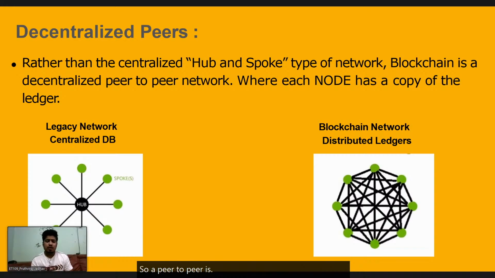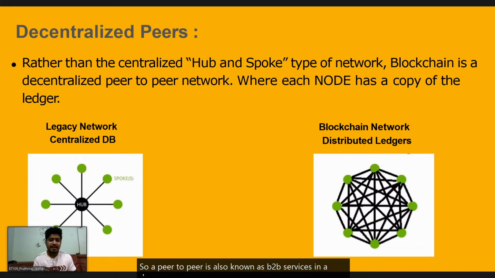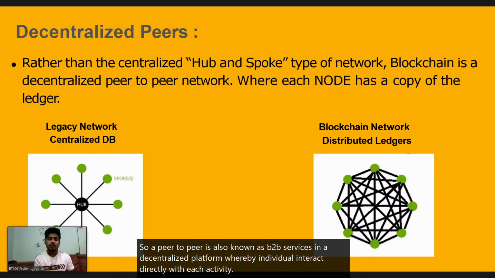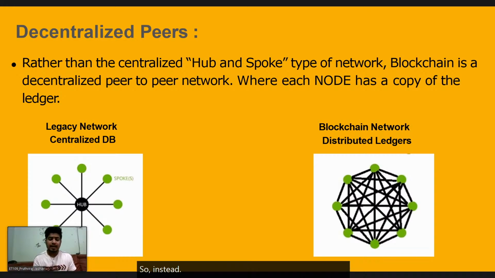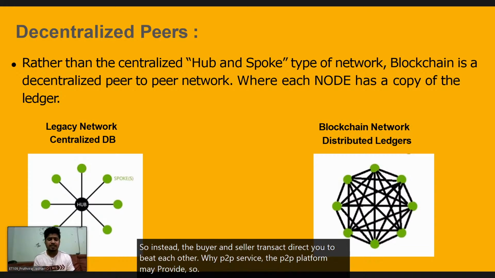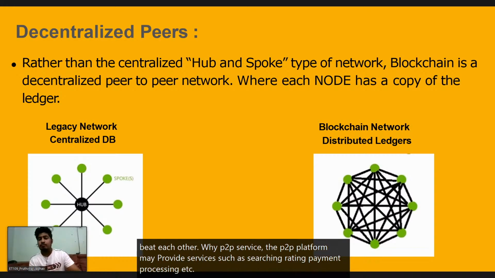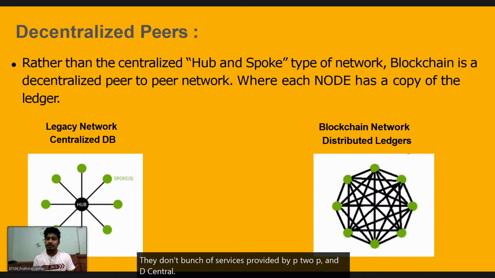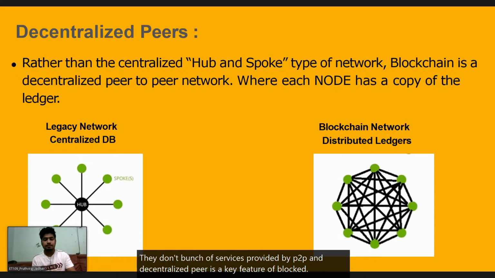So peer-to-peer is also known as P2P services in a decentralized platform whereby two individuals interact directly with each other without intermediation by any third party. Instead, the buyer and seller transact directly with each other via P2P service. The P2P platform may provide services such as searching, rating, payment processing, etc. There are a bunch of services provided by P2P, and decentralized peer is a key feature of blockchain.